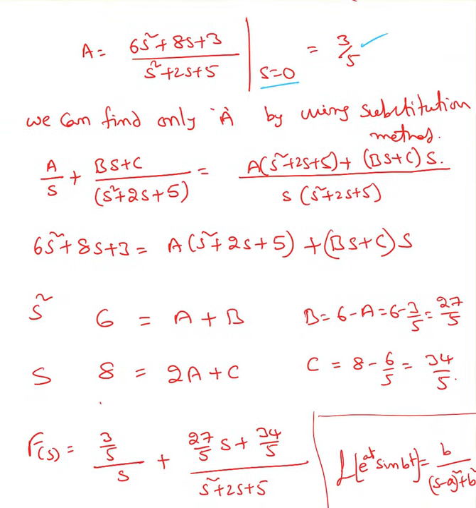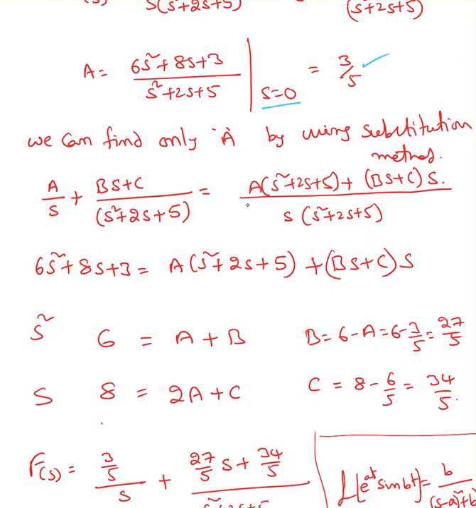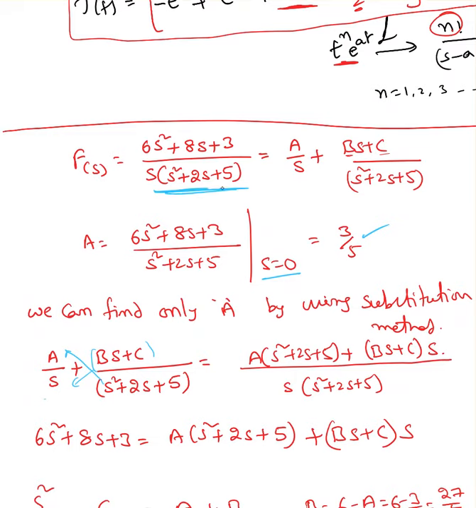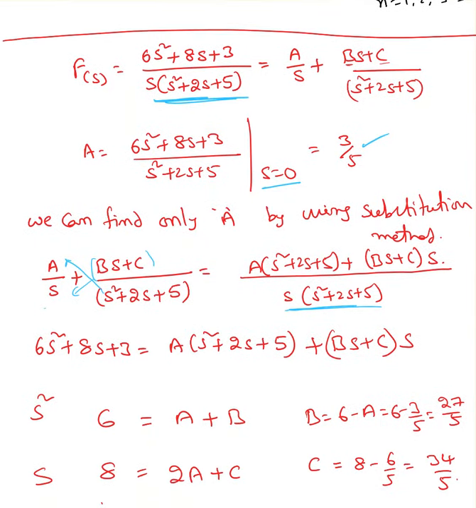So to find B and C, same method, I'm going to do the LCM. So the LCM for this is s times (s square plus 2s plus 5), A multiplied by this, and bs plus c is multiplied by this. So A times (s square plus 2s plus 5) plus (bs plus c) times s. The denominators are the same, I mean, the given function has denominator s times (s square plus 2s plus 5), and here also (s square plus 2s plus 5) times s. So the numerators must be equal.